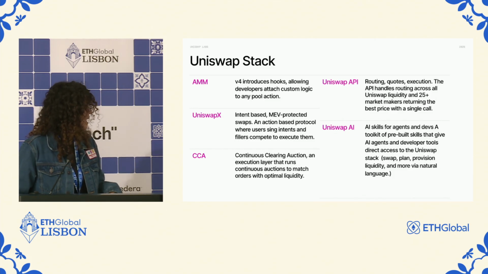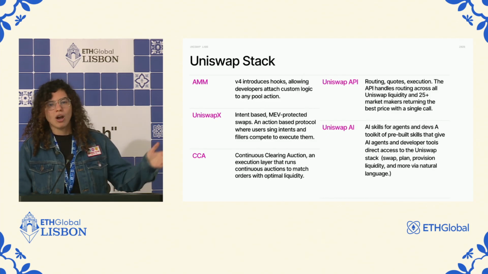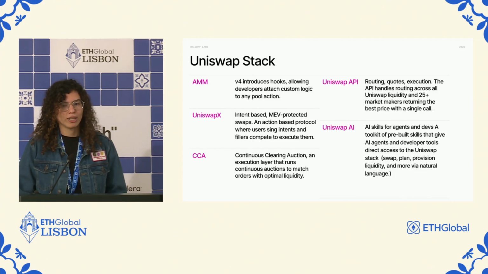Then we have the CCA, which is pretty much a continuous clearing auction, or an execution layer for all of you to launch tokens, where people are using these auctions, offering a fair price value for all of these new tokens or possible tokens out there.